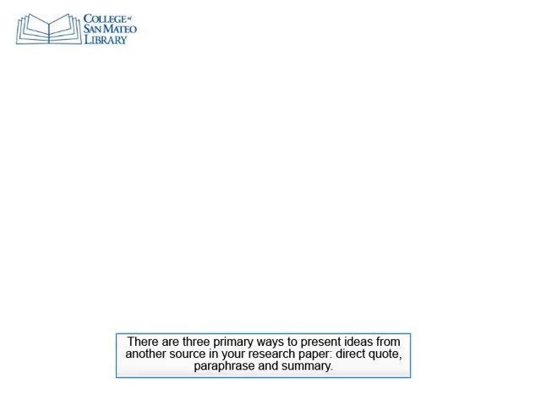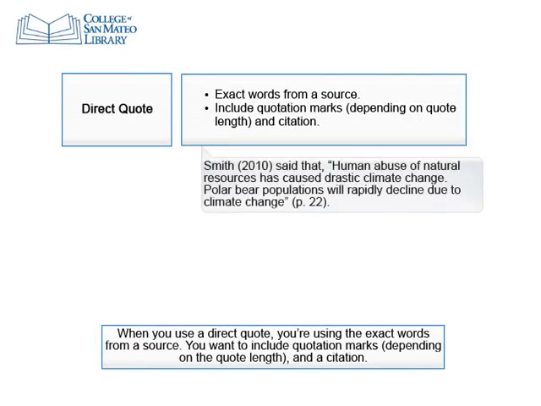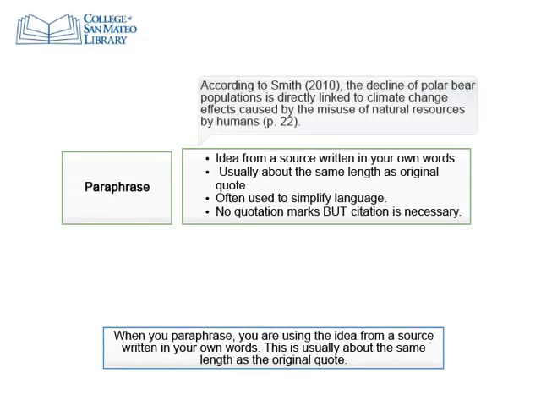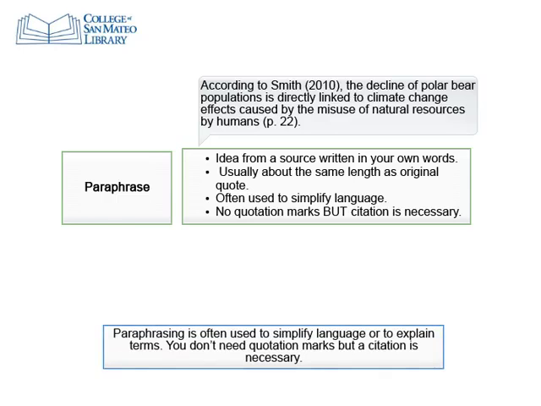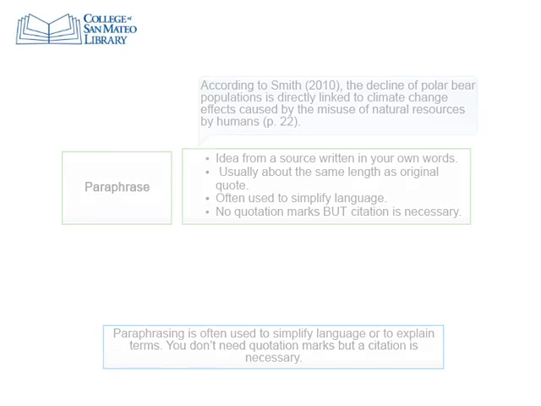There are three primary ways to present ideas from another source in your research paper: using a direct quote, a paraphrase, or a summary. When you use a direct quote, you're using the exact words from a source. You want to include quotation marks, depending on the quote length, and a citation. When you paraphrase, you are using the idea from a source written in your own words. This is usually about the same length as the original quote. Paraphrasing is often used to simplify language or to explain terms. You don't need quotation marks, but a citation is necessary.